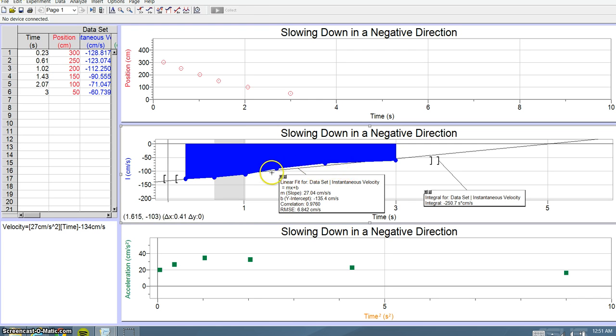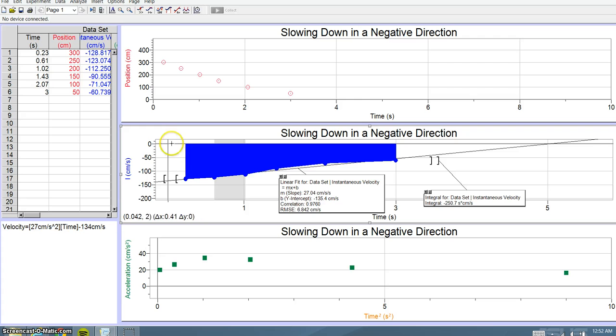Again, you can see that your object is traveling in a negative direction because the velocities here are negative, and the negative tells you your direction. And you know that it's slowing down because if you look here, your slope, 27 centimeters per second squared, is essentially your constant acceleration. Since the acceleration is positive and velocity is negative, your object is slowing down.